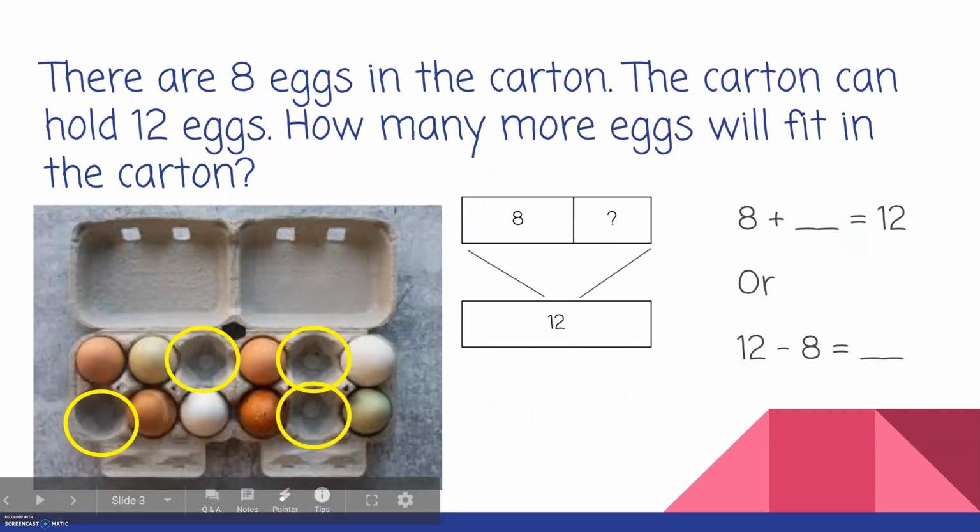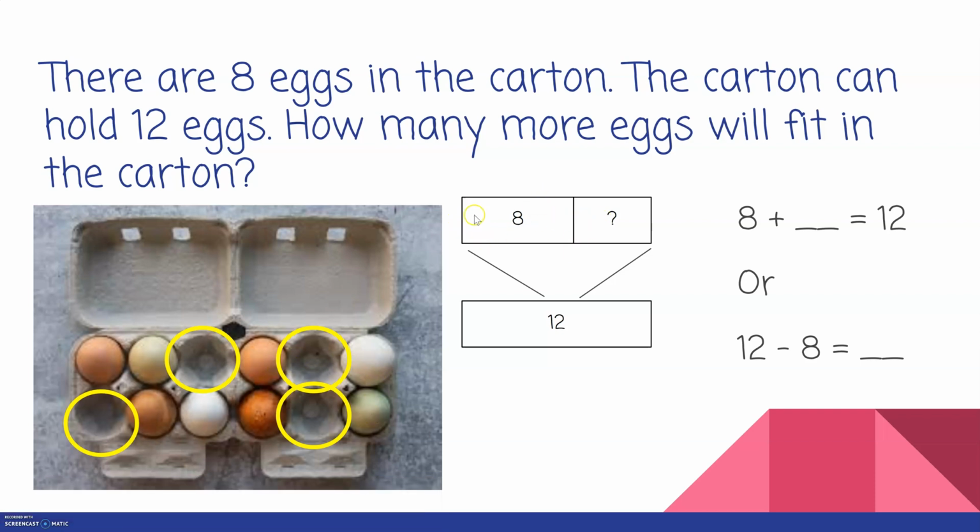Okay, so the problem was there are 8 eggs in the carton. The carton can hold 12 eggs. How many more eggs will fit in the carton? So what I did was I have a picture of an egg carton. Now I would love if you drew it, or if you just do circles. I found a picture of an egg carton and I put it on here so you could see. It has 8 eggs in it.